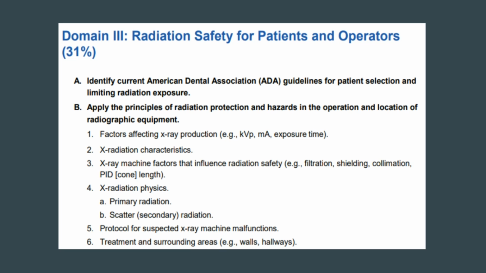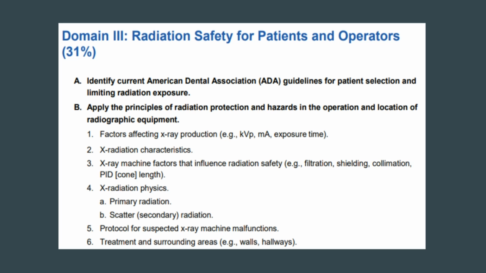So A is identify current American Dental Association guidelines for patient selection and limiting radiation exposure. What steps do we need to take to make sure that that patient is being exposed to the least amount of radiation as possible? B, apply the principles of radiation protection and hazards in the operation and location of radiographic equipment. So, what factors affect X-ray production?